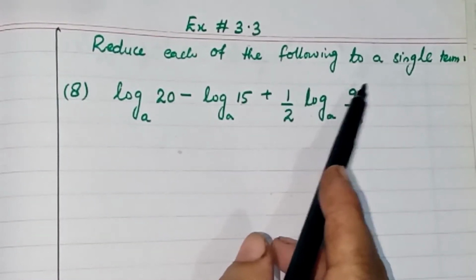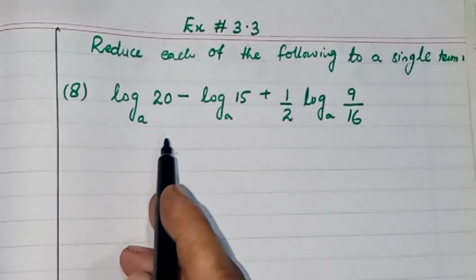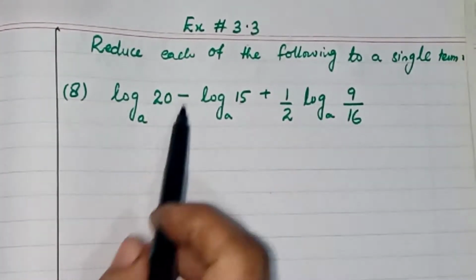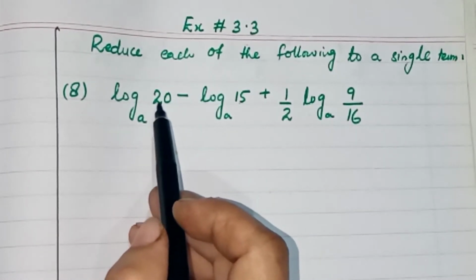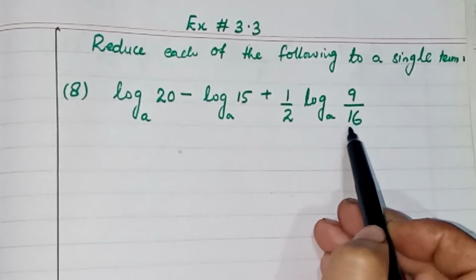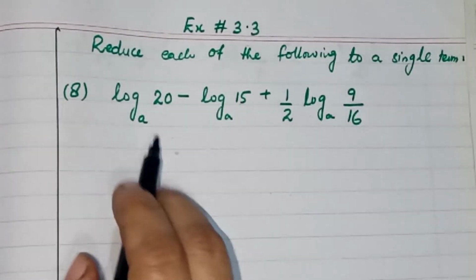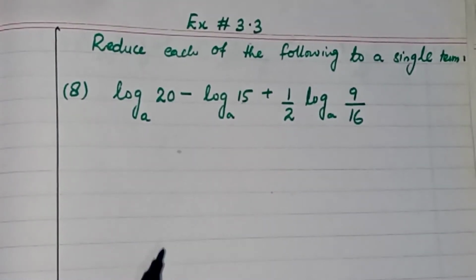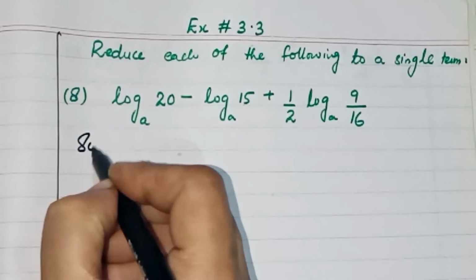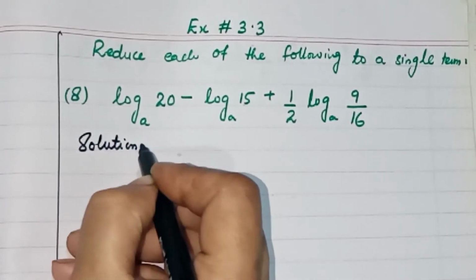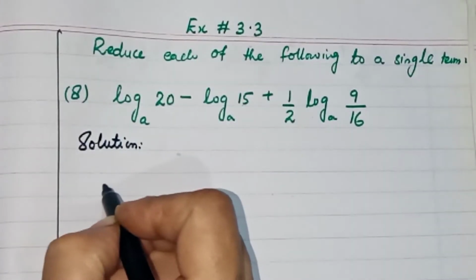Reduce each of the following to a single term. Okay, we have to reduce it into a single term. What we can do here, you can see 20, 15, 9 and 16. All the numbers that are present here are not prime numbers. So if they are not prime numbers, we can convert them into their prime factors. So I am starting the solution by converting these numbers into their prime factors.